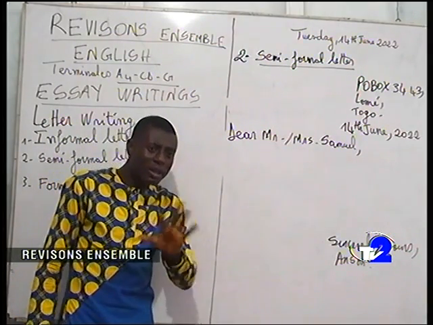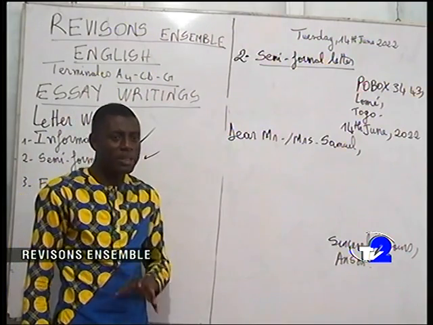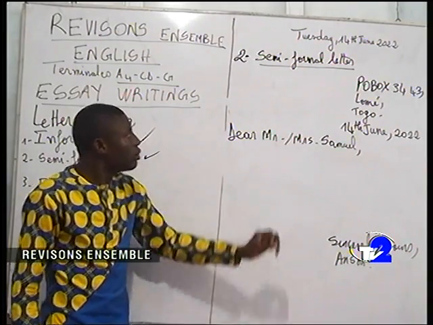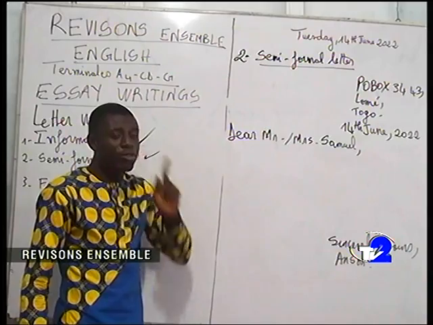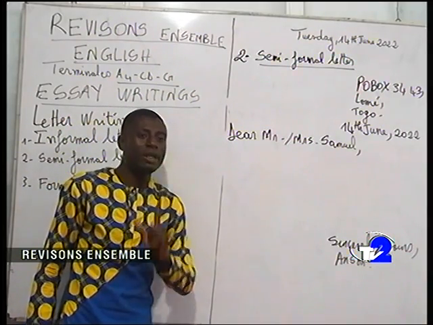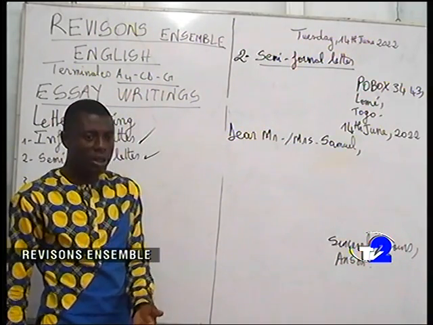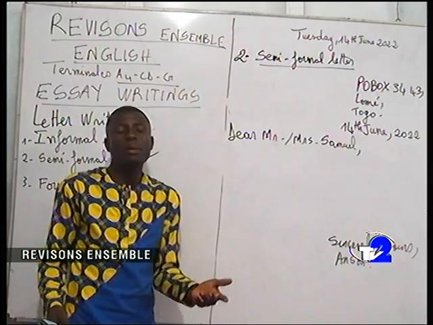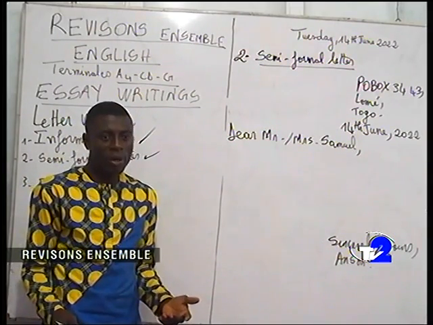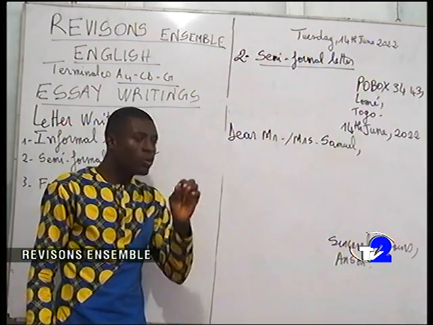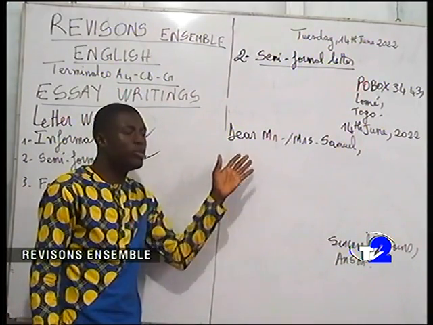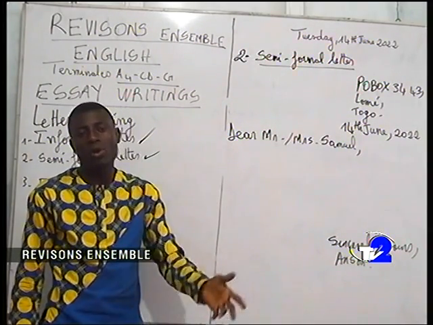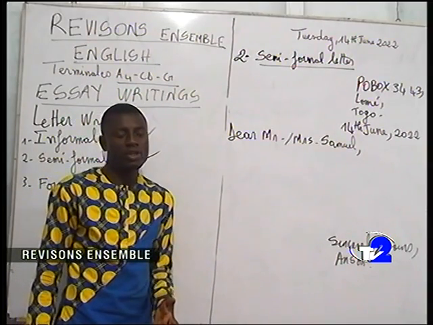I don't know whether you understand very well what I'm saying. When you are working with an informal letter, that is a private letter. It is for your friend, your parent, somebody that you are familiar with. So you write it without any problem. You say dear friend, dear Koku, dear Abla, dear Nestor.